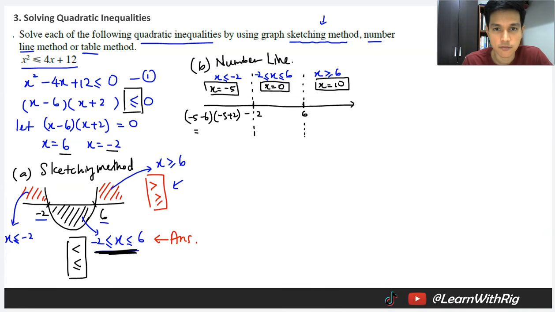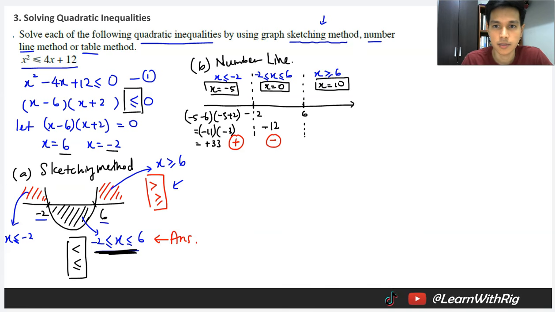So in this case, negative 5 minus 6, you get negative 11 times negative 3. So your answer should be positive 33. Because it's a positive 33, you know that this value here is positive. Now what about the second part? x equals 0. I'm going to do it a bit faster so that you don't have to spend too much time calculating. So x equals 0, you get negative 6 times positive 2, which should be negative 12. So this is a negative value.